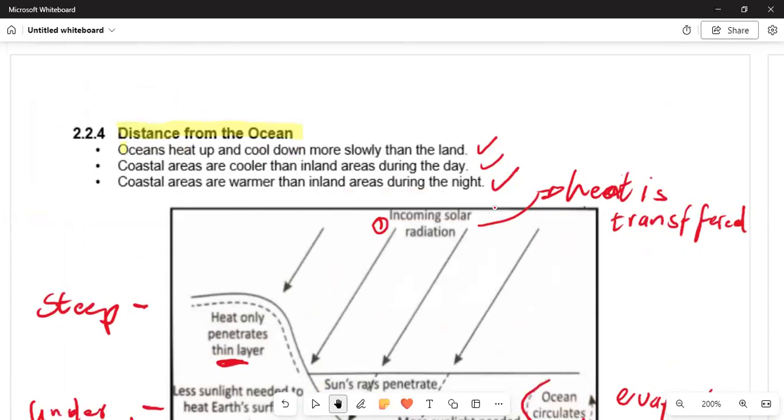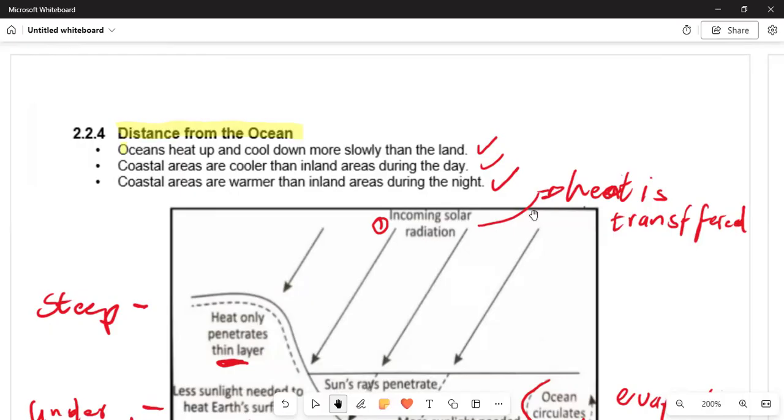It has another effect on the temperature: the distance from the ocean. We are saying that the oceans heat up and cool down more slowly than land, so they are colder than the inland areas during the day. And lastly, the coastal areas are warmer than inland areas.